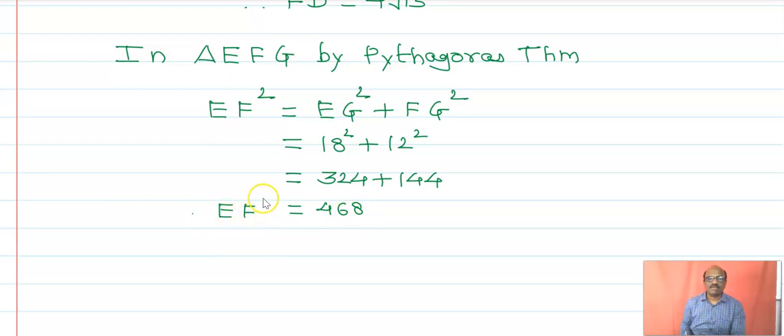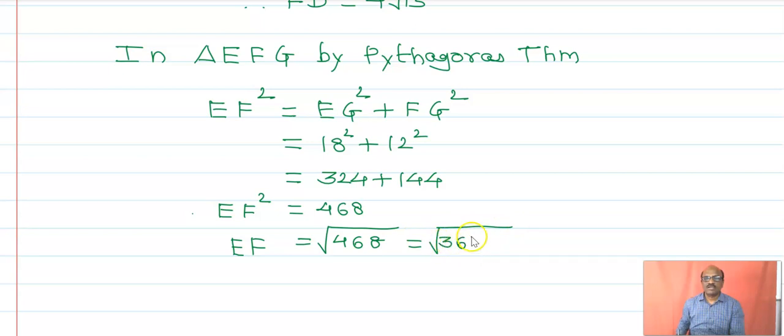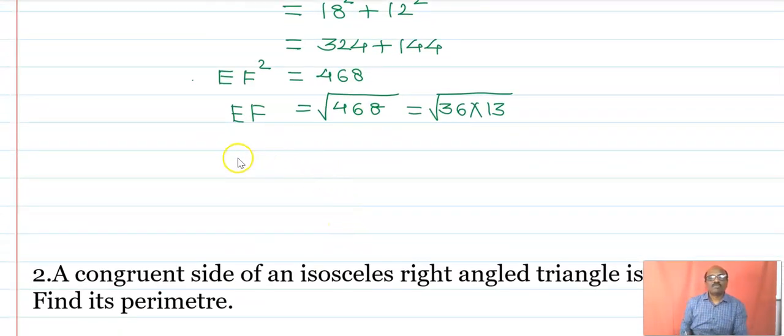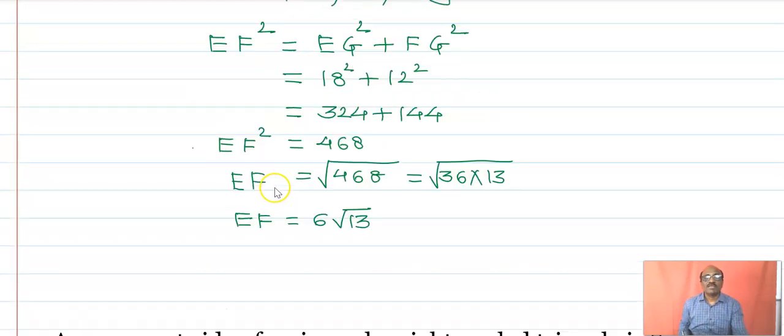Again we can write here, EF is equal to root of 468, and that is equal to 36 into 13. Now what is the square root of 36? That is equal to 6 root of 13, and this is the value of EF.